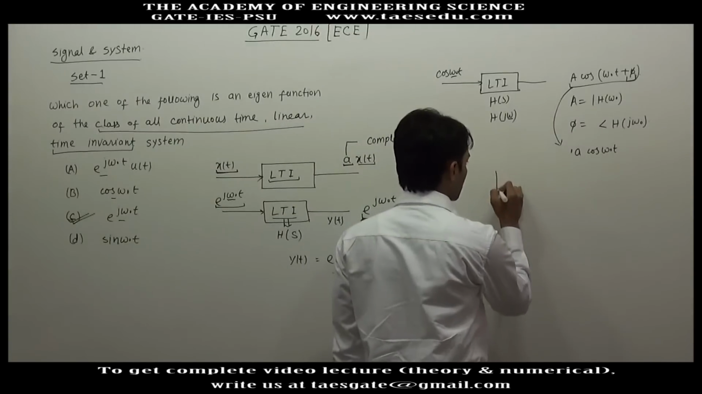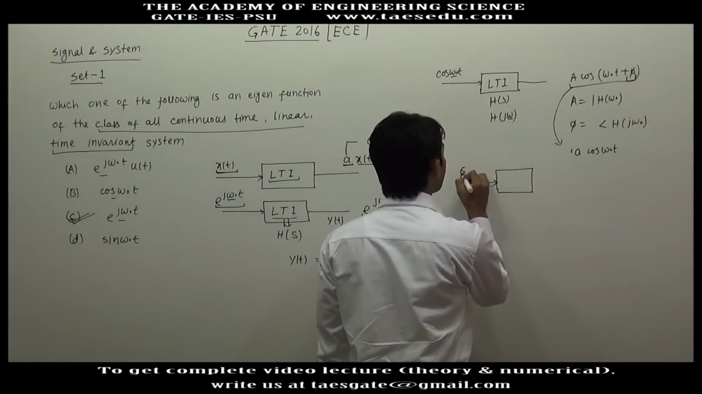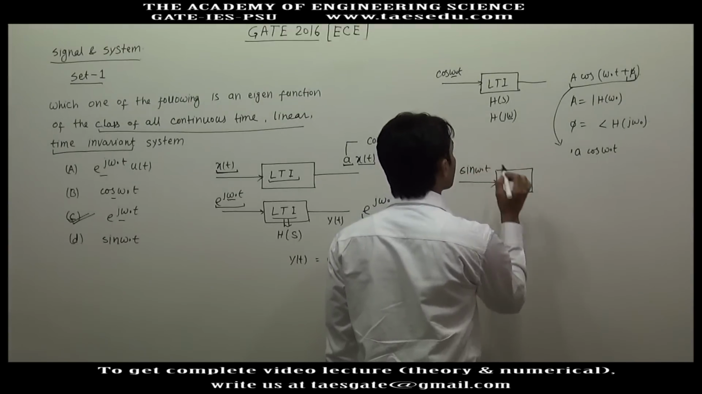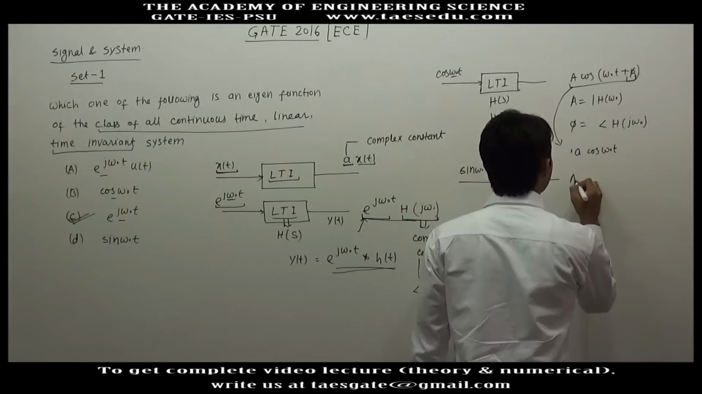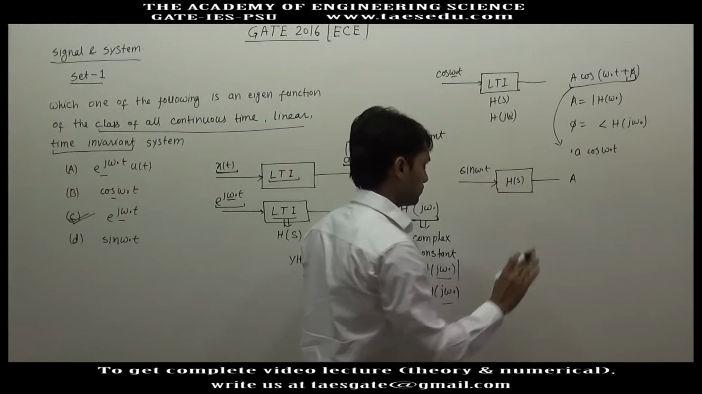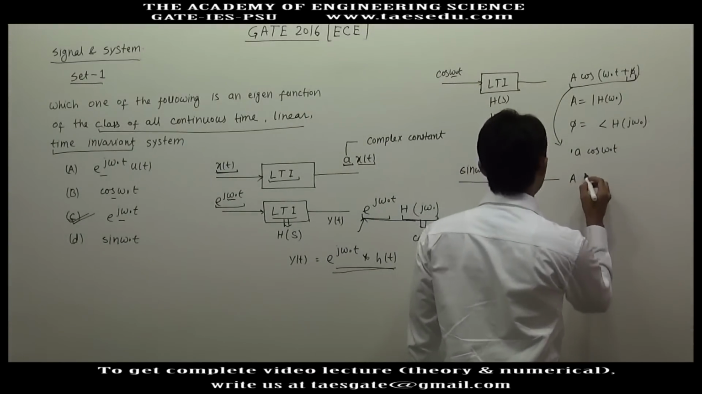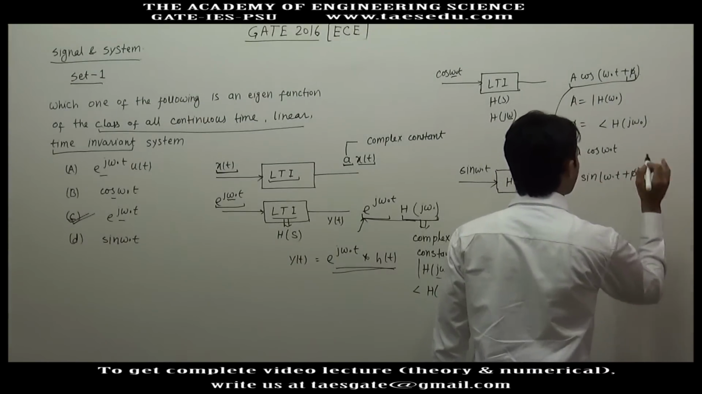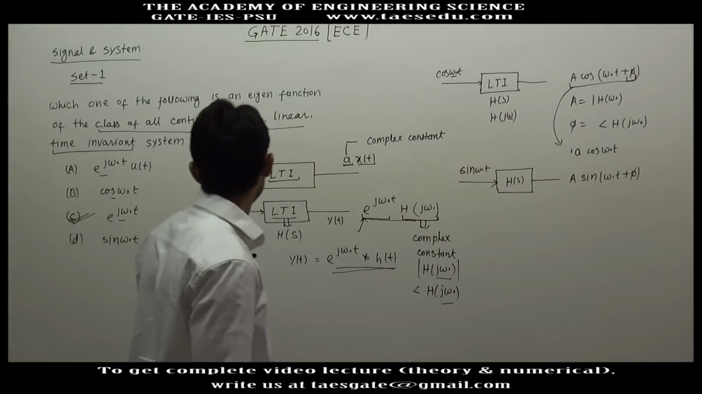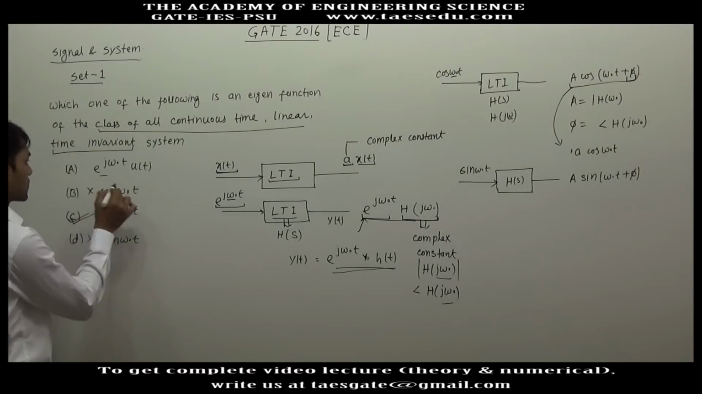Similarly, the same type of argument can be made if the input is sin omega naught t. In the same way, for input sin omega naught t, the output will be a sin(omega naught t plus phi). So this is not the correct option, and this is also not correct.